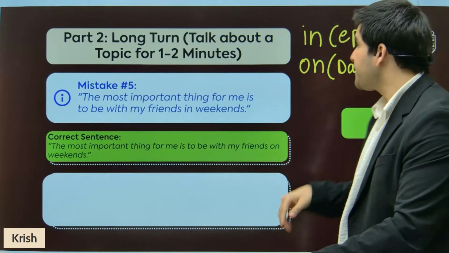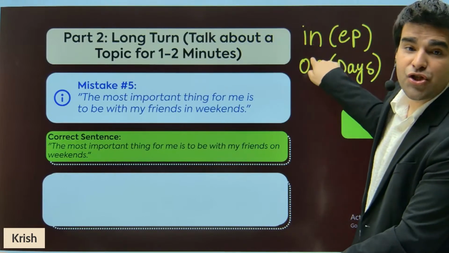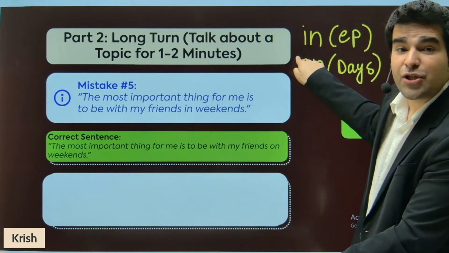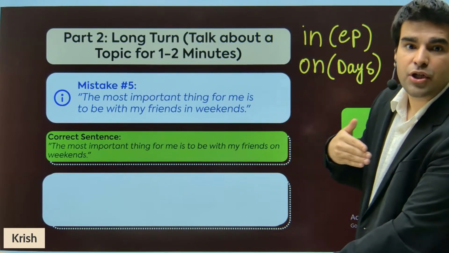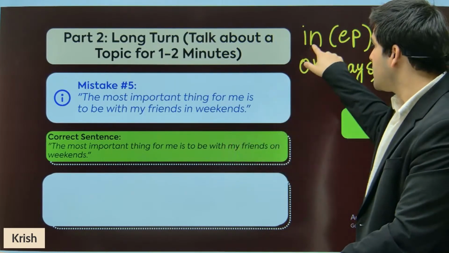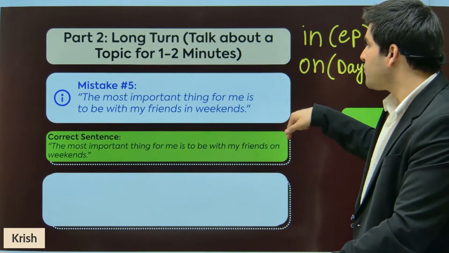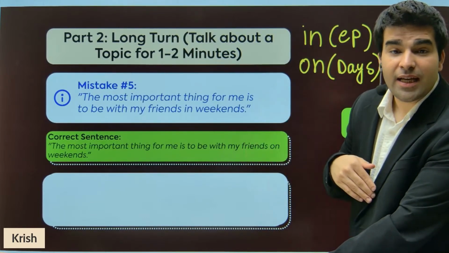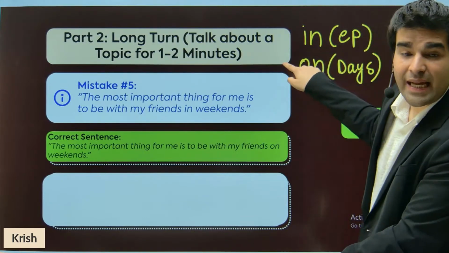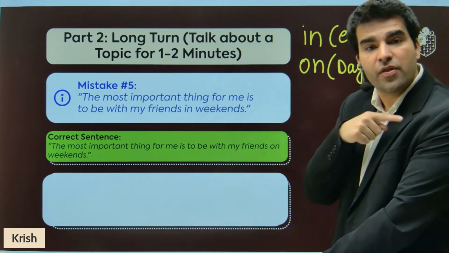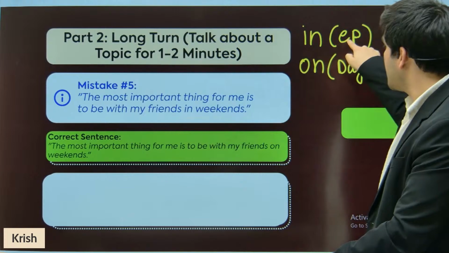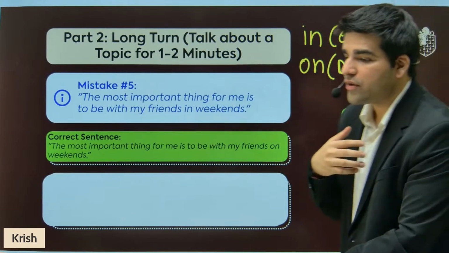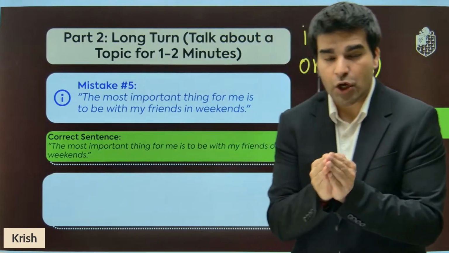For example, in January, 30 days. In 2023, 12 months. In June, one complete month. So what's happening here? When it is in 1995, the entire year. So when it is an extended period of time, you use in. On the other hand, when you're referring to specific days, you use on.